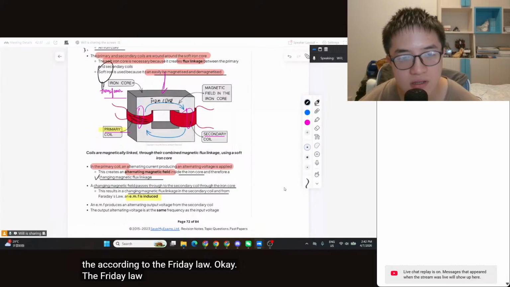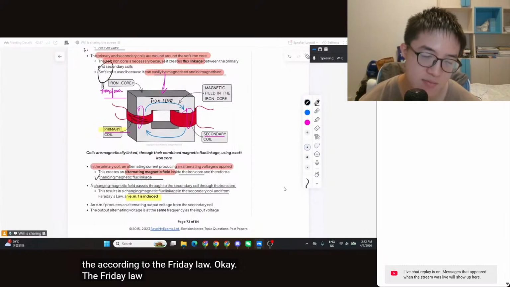Okay. So the changing magnetic field in the iron core is due to the alternating EMF, the alternating voltage applied by the primary coil, and the secondary coil in return is induced to have an EMF. An EMF produces an alternating output voltage from the secondary coil, and the output alternating voltage is at the same frequency as the input voltage.